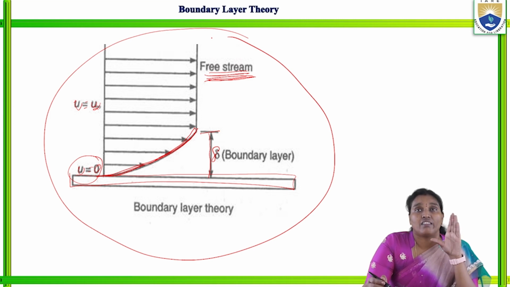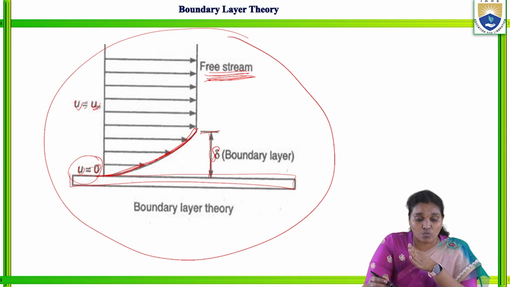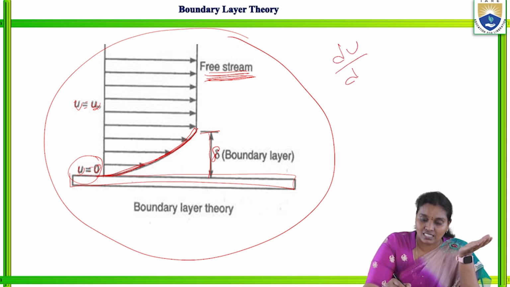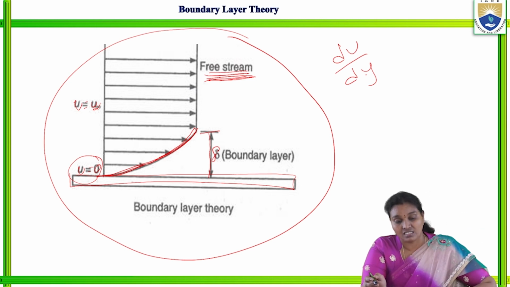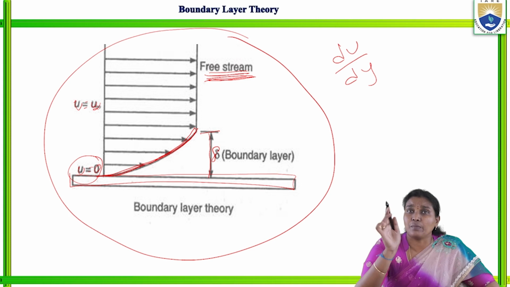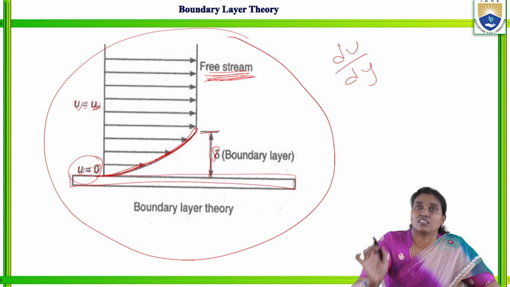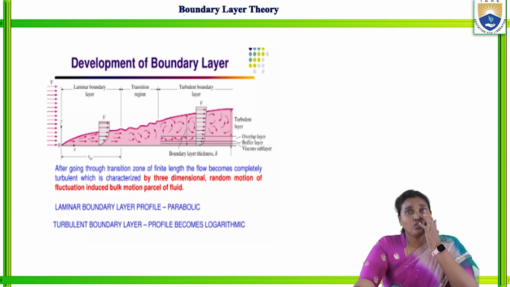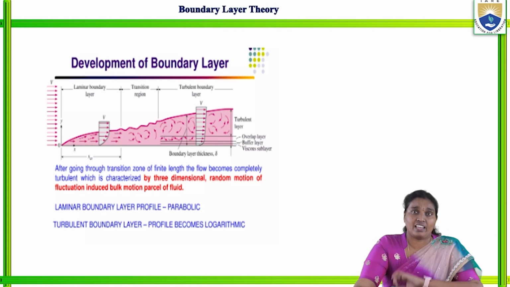Whenever the velocity gradient exists, as we move in the perpendicular direction the velocity increases. Where it does not exist, the velocity is constant and equal to the free stream velocity. So this is the concept. Now coming to the development of the boundary layer theory.